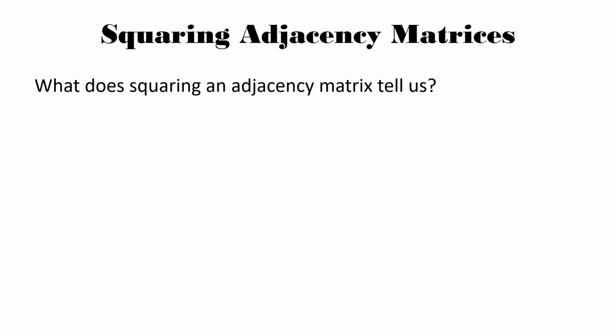So let's talk about squaring adjacency matrices. This is something we see a lot on the applied maths course, and not just squaring them, but what does it mean? So what are we getting? What information is it telling us when we square the adjacency matrix?